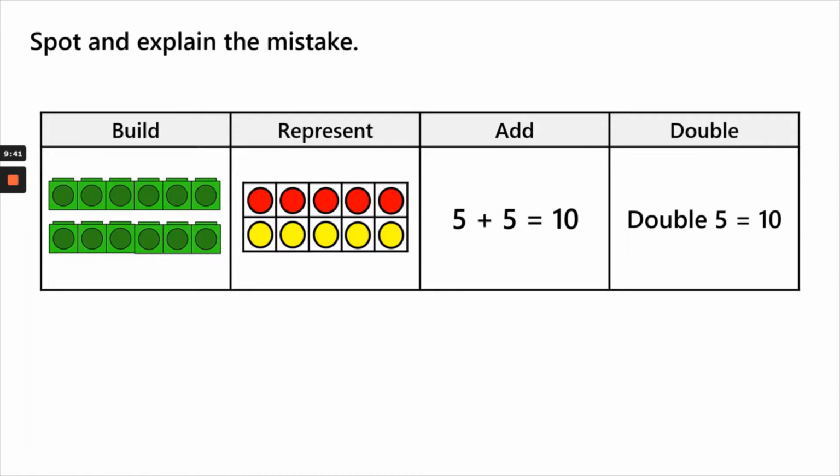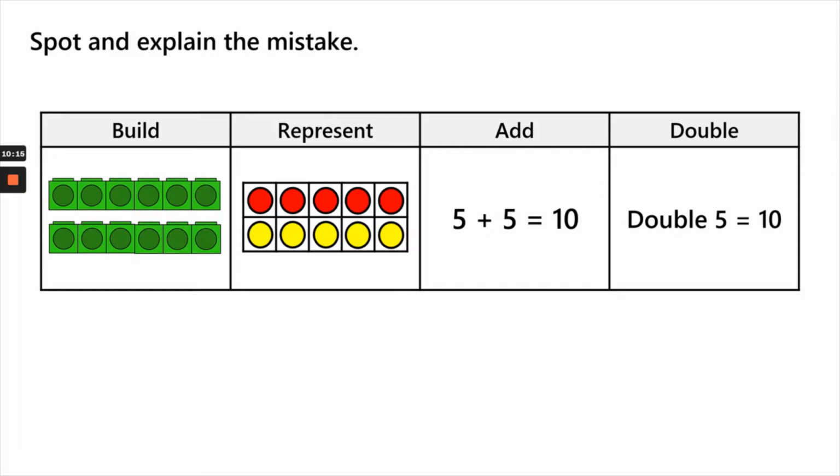Now, can you spot the mistake in my table? Have a look at what we are doubling in the last column. Double 5 equals 10. Let's take a look at our number sentence. 5 add 5 equals 10. Is that right? It is. Well done. What about our 10 frame, our visual picture to represent 5 add 5?